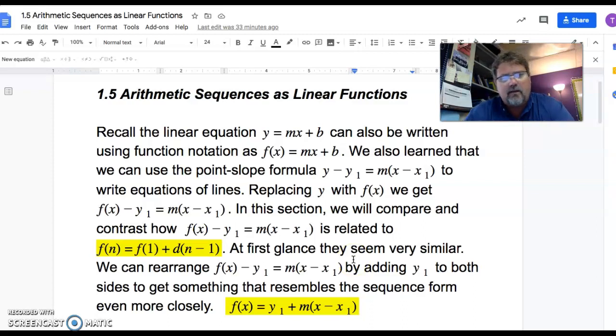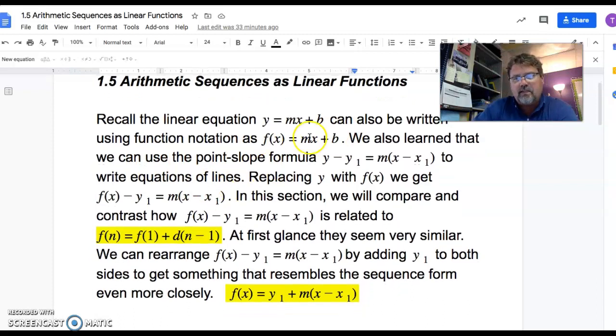I'm just saying, remember y equals mx plus b. This is that function you've dealt with for all last year. And remember, we have function notation that replaces y with f of x, so it can also be written using f of x equals mx plus b. Recently, we also learned that we can use the point-slope formula that we see right here to write equations of lines. All right, so what I've done is I replaced y here with f of x.